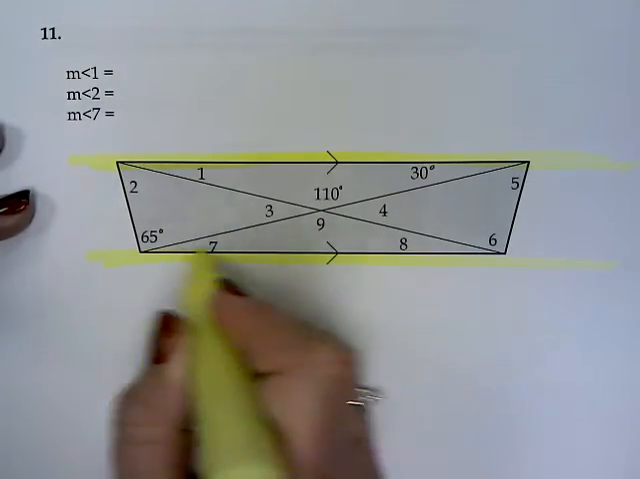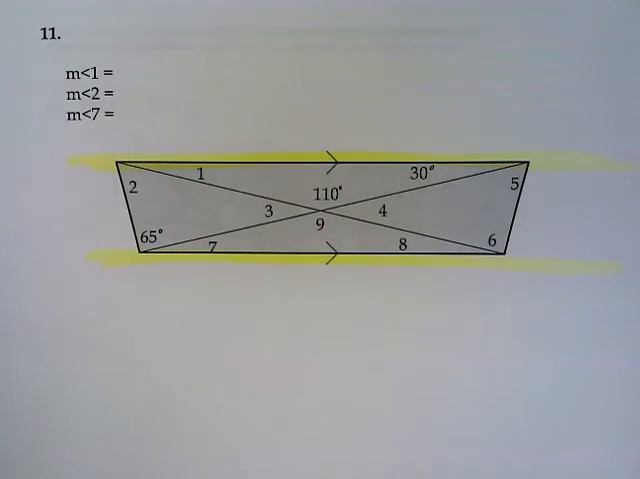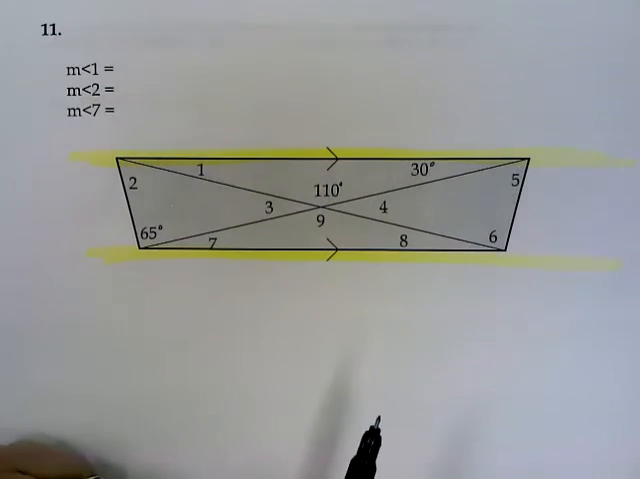Because when I have parallel lines, I have 4 things that happen. I've got alternate interior angles that are congruent. I've got alternate exterior angles that are congruent. I've got consecutive interior angles that add to 180, and I've got corresponding angles that are congruent. So a lot of things can happen just because those 2 lines are parallel. But I'm going to start with the easy ones first, and come back to my parallel lines.